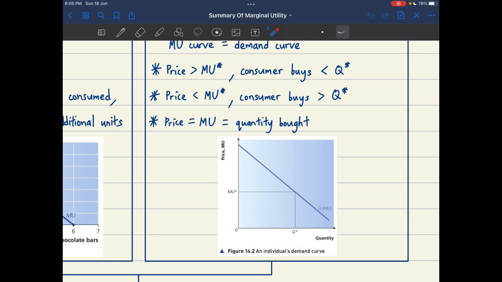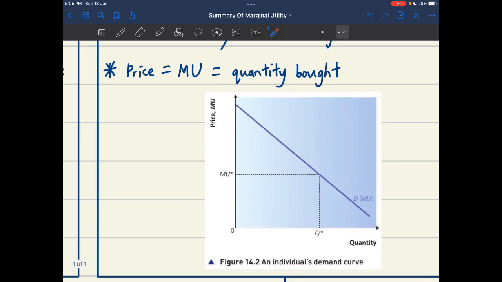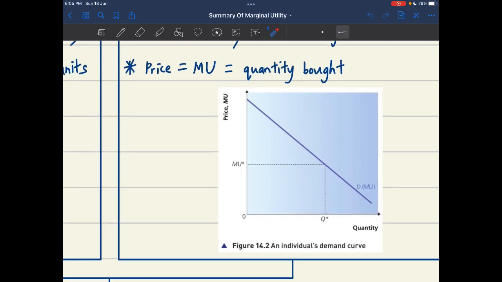So let's say our price is more than your marginal utility, assuming that your price is somewhere around here. That means that the quantity you purchase will be less than Q star, which will be somewhere around here. If the price is actually lower than the marginal utility, let's say somewhere around here, the quantity that you purchase will be somewhere around here, which is more than the quantity star. All right, so basically your marginal utility would basically be the price, and your quantity purchased would then represent the marginal utility.